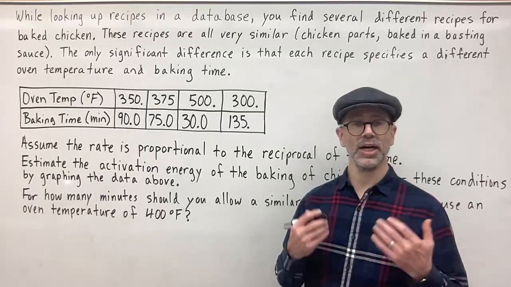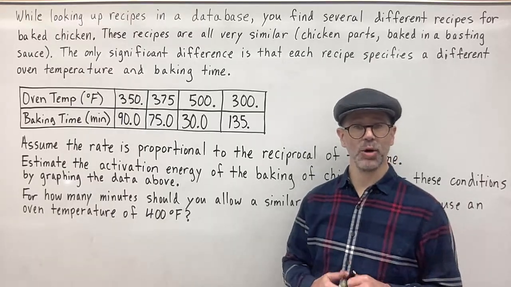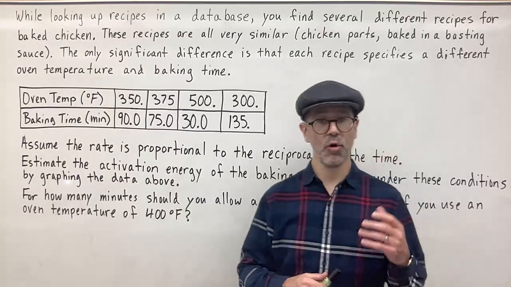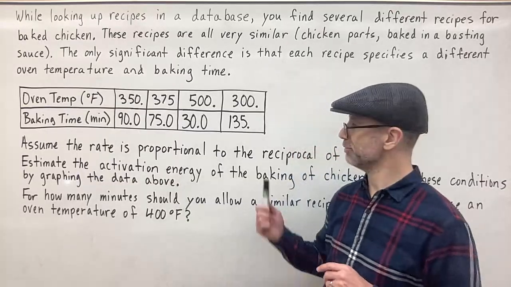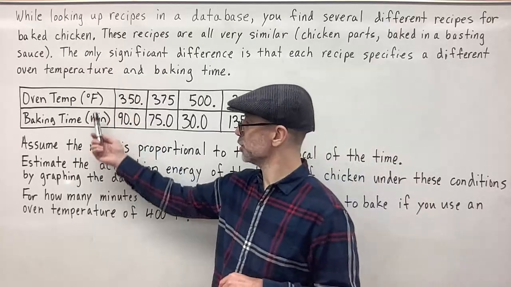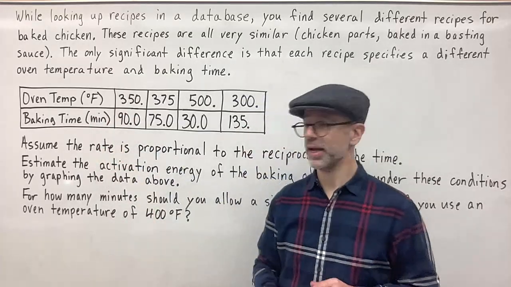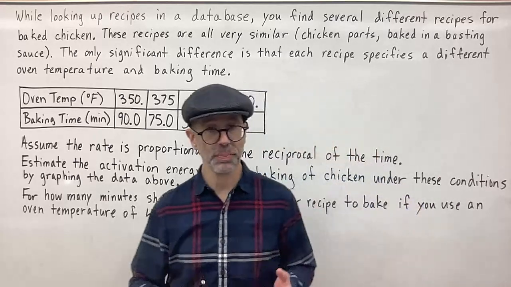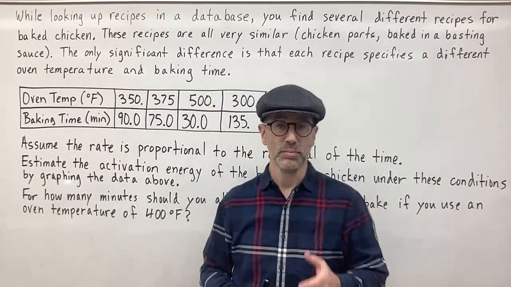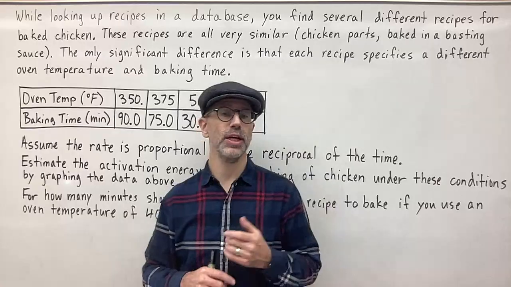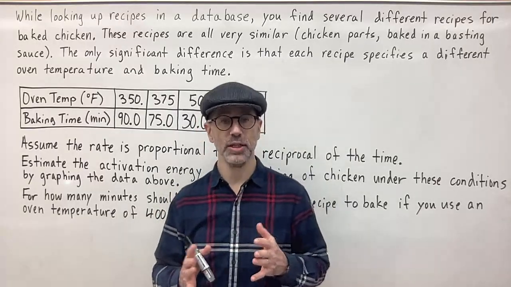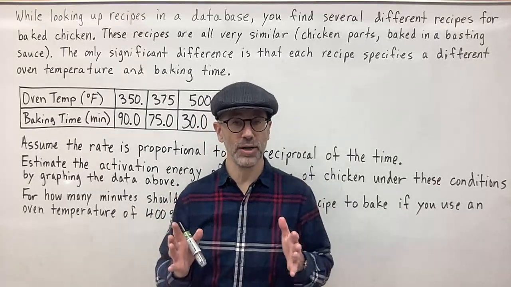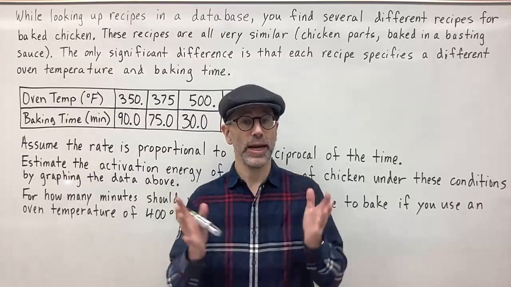So when we are going to graph our data for answering this question, we have to recognize that we have temperature versus time. And if the rate is proportional to the reciprocal of time, then that means we can use the Arrhenius equation, or we can plot our data as an Arrhenius plot.